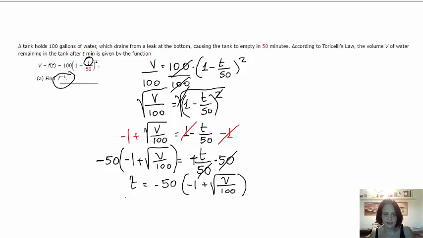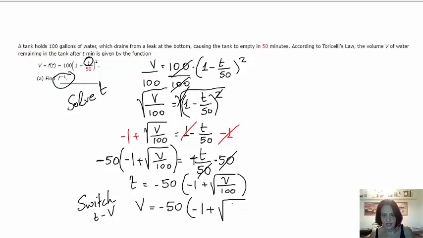So the first step, as I said, is to solve for t, your main variable. The next step is that you switch the t and the v. And you have now v equals negative 50 times (negative 1 plus the square root of t over 100). Okay, and v is going to be nothing else than f to the negative 1 of t. So this is your inverse function. That's your answer.